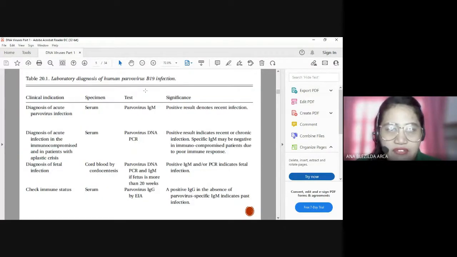So for the Parvovirus B19, paano ang diagnosis? Now, you can actually check for the IgM.